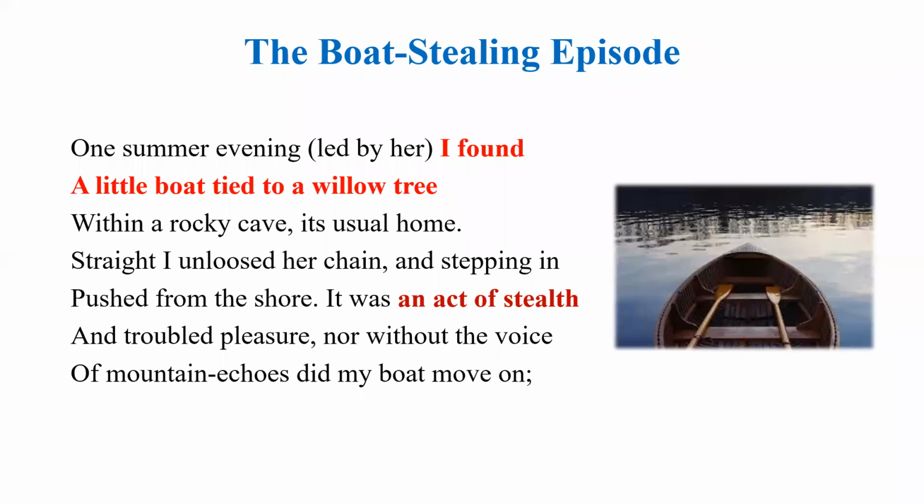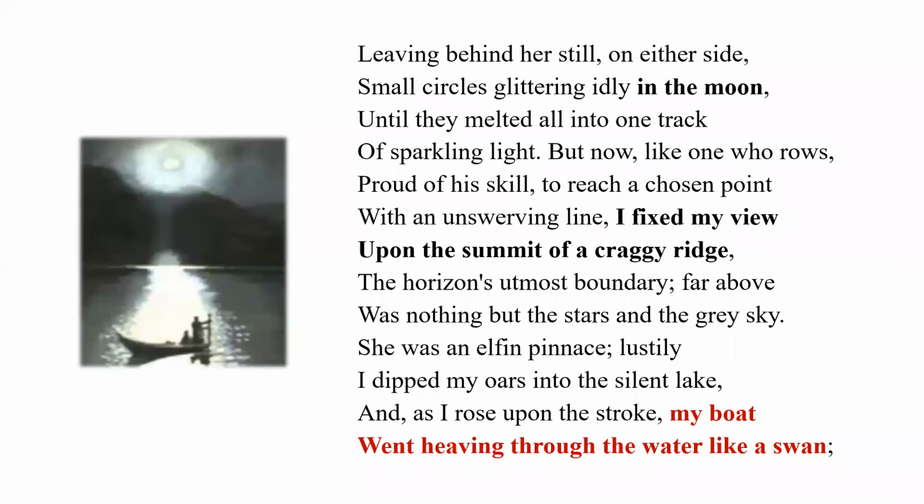So one summer evening, led by her, nature. So he is blaming nature. Nature tempted Wordsworth to steal a boat. "I found a little boat tied to a willow tree." So he took that boat and went for a ride, an act of stealth. He wants to see a mountain there. It's nighttime, there is a moon, and he can see the moon in the water. "I fixed my view upon the summit of a craggy ridge." So he is going to that ridge with this boat.